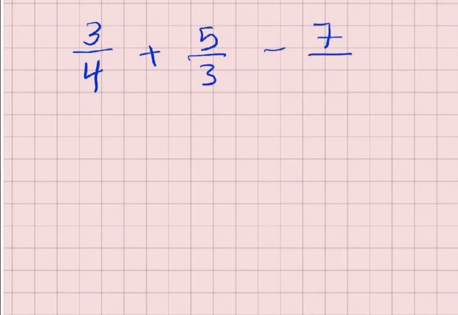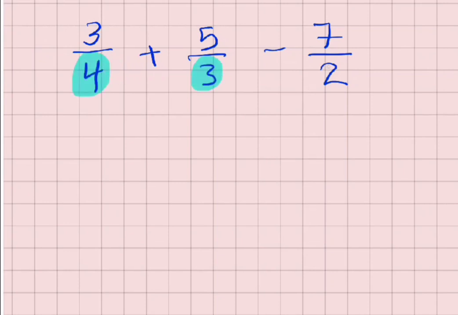Whenever you wish to add or subtract fractions, the denominator has to be the same. The denominator is the bottom part of the fraction. And right now, they're all different. So how can we make them the same? How can we get the common denominator?